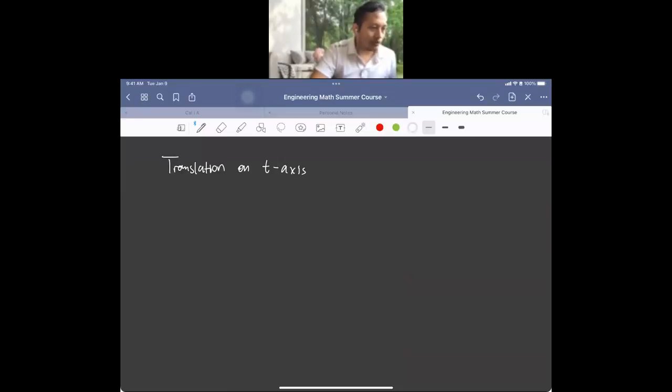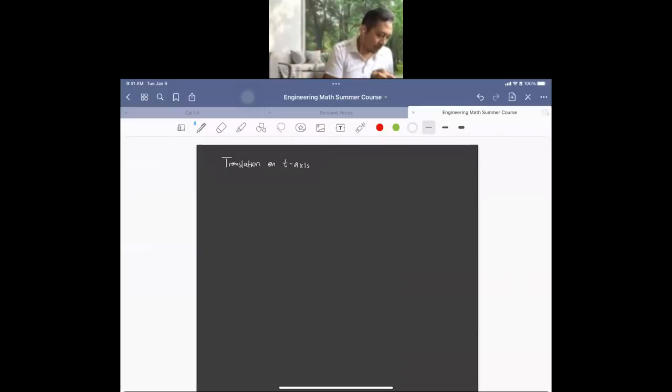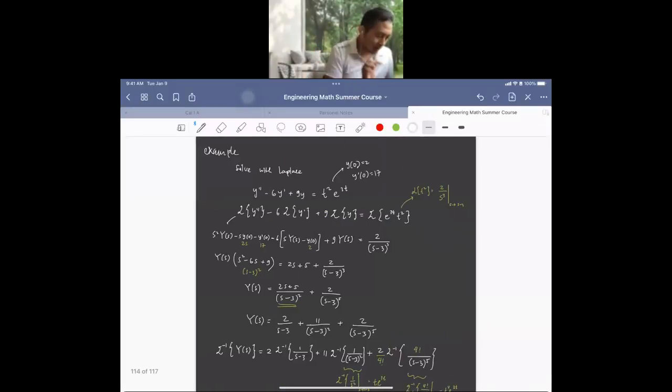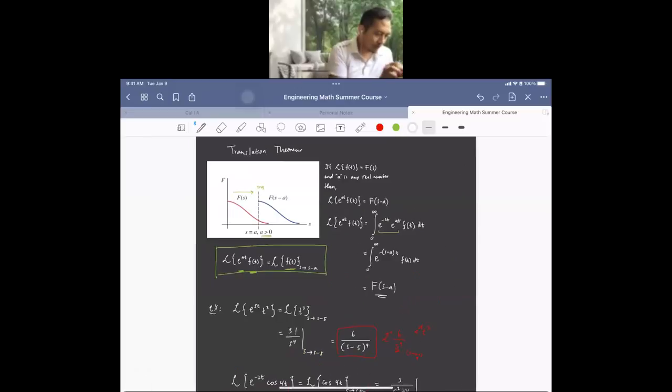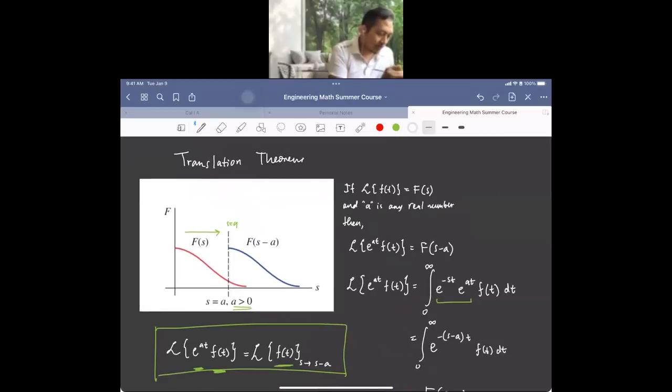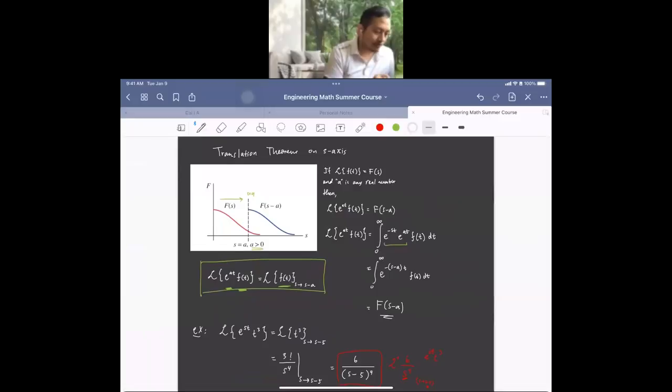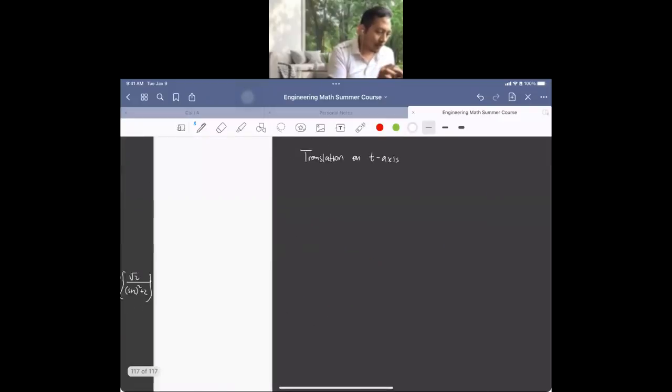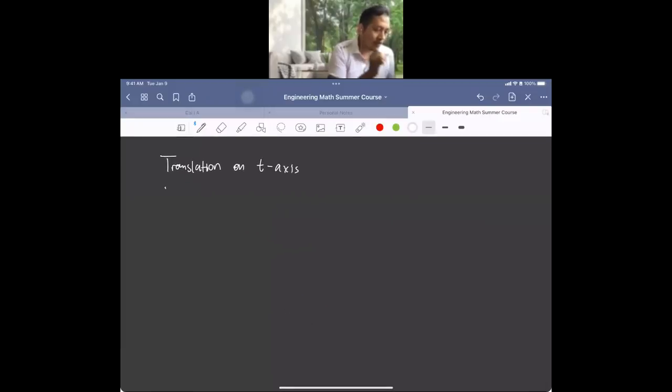So before, we shifted our s. Let me make it more clear what is really happening here. This is translation on the s-axis. We shifted s to s minus a, shifted to the right. Now we are looking at the translation on the t-axis, which means the t in the original function before we transform with Laplace.